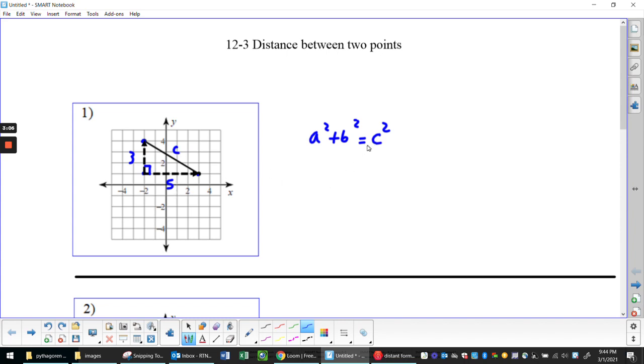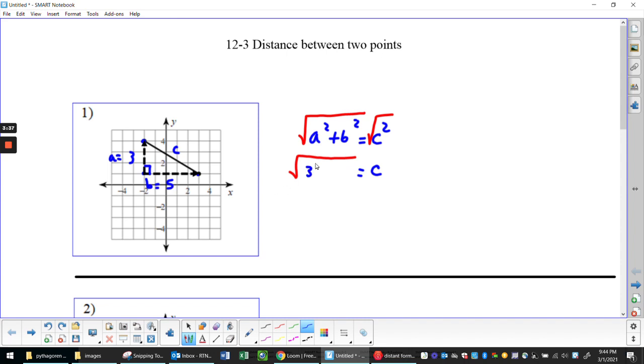One thing that I encourage you guys to do is turn this c into a formula. If I square root c squared right here, I'll get c. So let's go ahead and square root this whole thing on the other side as well. This is going to be helpful later on when we're doing the distance formula, for you to visualize what's going on. So we'll call this a here, 3 is a, and b is 5, okay?